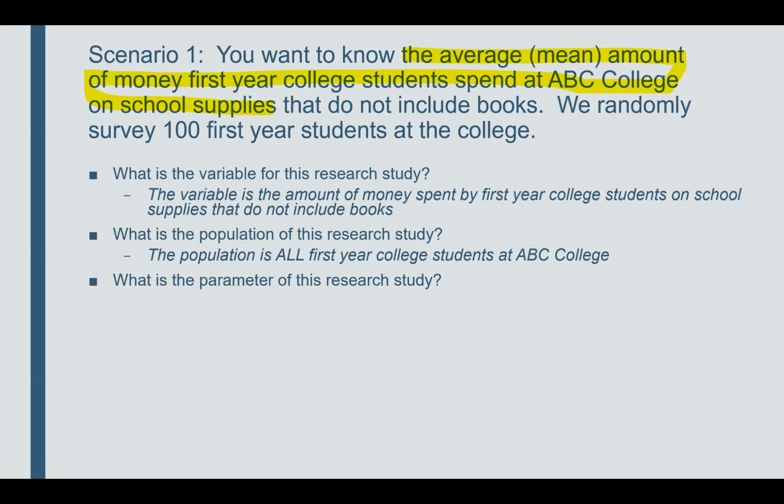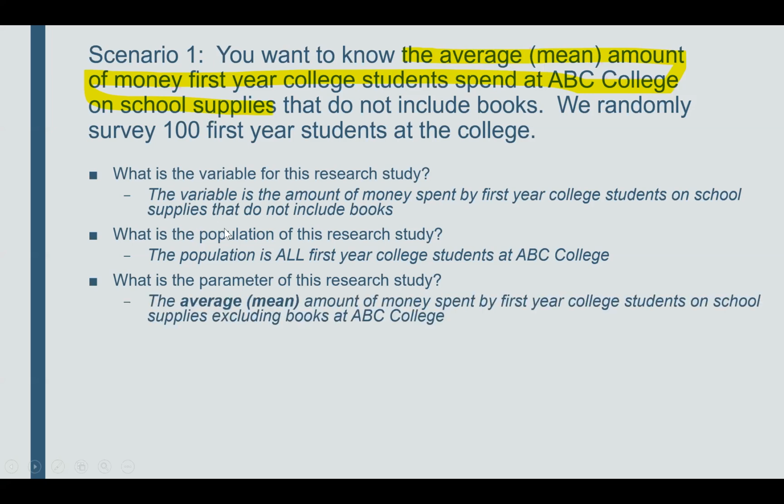And it says very clearly in the question, the average. So my measurement is the average, or the mean amount of money spent by first-year college students on school supplies excluding books at ABC College. And it really should be spent by all. I really should have put the word all in there again to emphasize that the parameter is connected to the population.